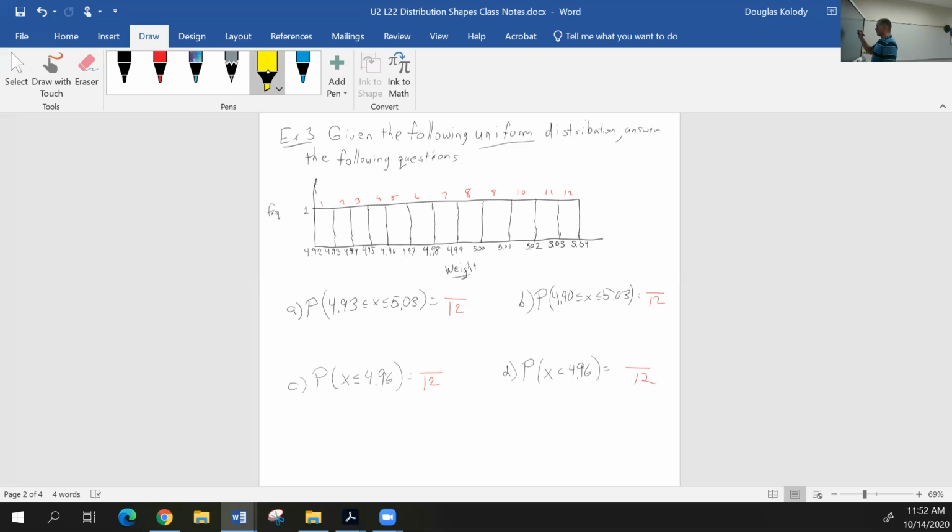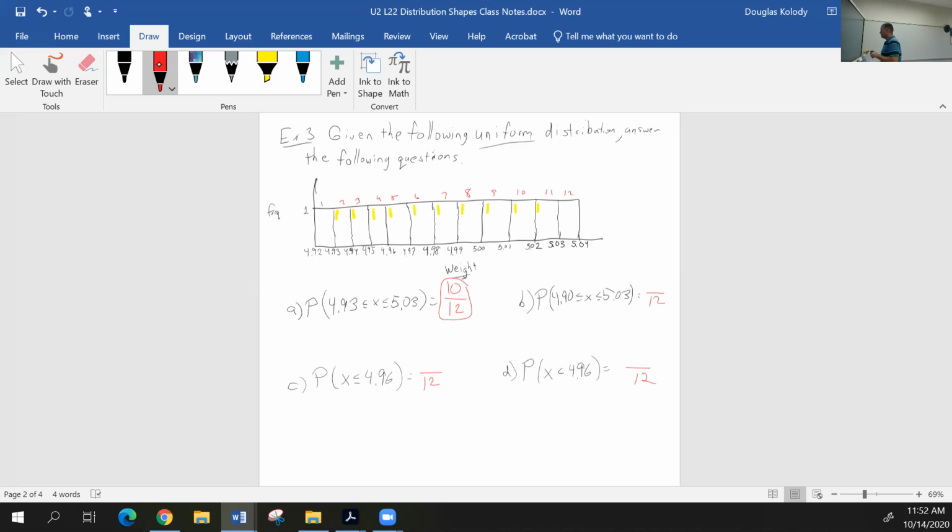So from 4.93, there's 1, 2, 3, 4, 5, 6, 7, 8, 9, 10 rectangles. So that's going to be 10 rectangles out of 12, 10 12ths, I'm done. That's it. That's all you need to do on the test.